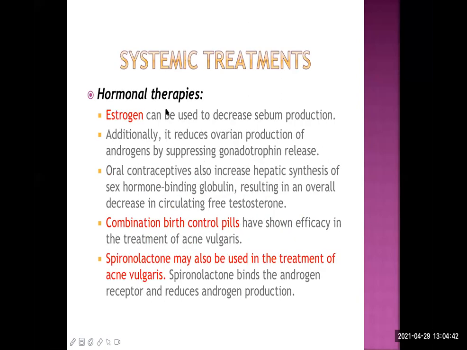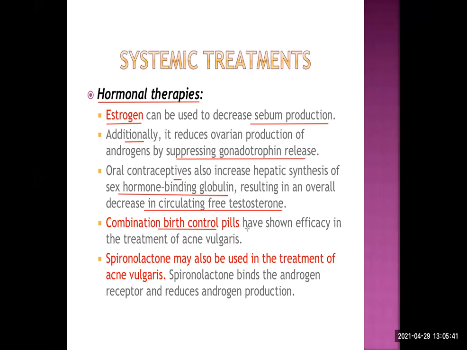Now, what about the other types of systemic treatment? They are known as hormonal therapy. Remember the effect of androgen here. We have to give certain drugs which antagonize the androgen effect, and one of those is estrogen. It can be used to decrease sebum production. Additionally, it reduces ovarian production of androgen by suppressing gonadotropin release. So this is an anti-androgen role. Oral contraceptive pills also increase the hepatic synthesis of sex hormone binding globulin, resulting in an overall decrease in circulating free testosterone. Means testosterone will bind with this carrier protein, so the amount of free testosterone will be low. This testosterone is androgen, so it helps the patient in this regard.